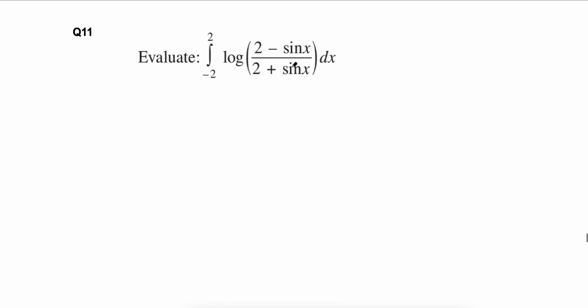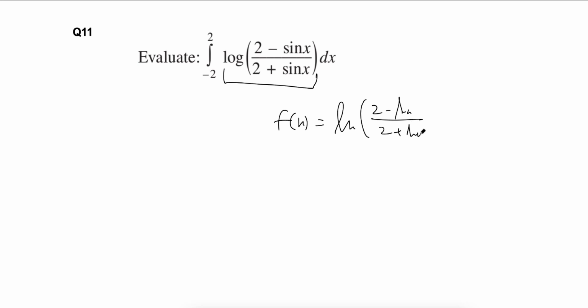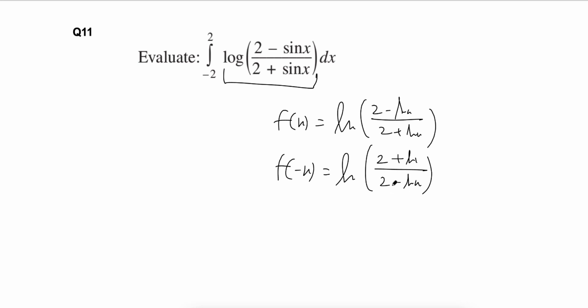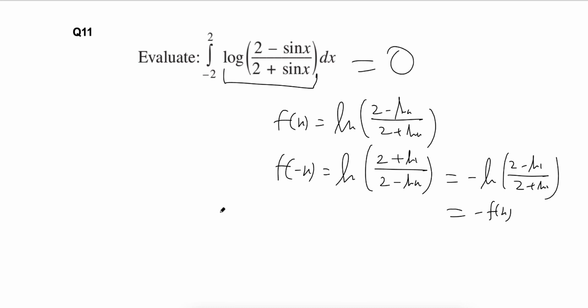This is also an odd function. Check it here. Suppose this is f(x) = ln((2 - sin x)/(2 + sin x)). So f(-x) will be ln((2 + sin x)/(2 - sin x)). All of you know ln(a/b) I can write as minus ln(b/a). So this means -f(x). So it's an odd function. For an odd function, the integral from -a to a will be 0. Is this clear? Next.